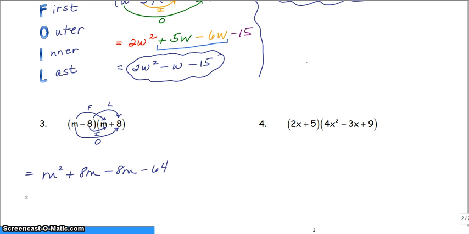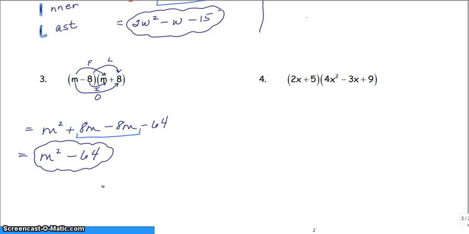Now combining like terms, again looking for those inners and outers of FOIL, we would get m squared, and then a positive 8m minus 8m would be 0m, in which case we don't have to write that, we don't have anything, because 0 times any number is just 0, and then the negative 64. So in this situation, the inners and the outers of FOIL canceled each other out, and we just have m squared minus 64. So that would end our FOIL type problems.